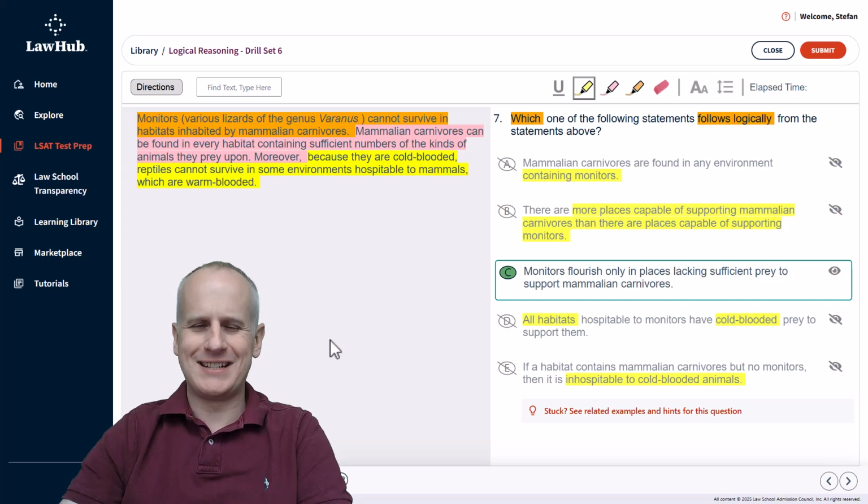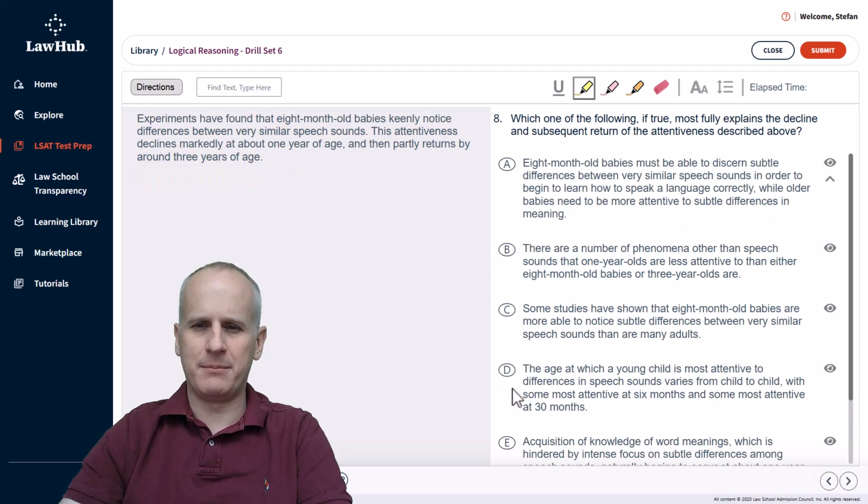Moving on from question 7 in logical reasoning drill set number 6, we see question 8. And as always, we've got a highlight tool ready to go to identify and mark what our specific question task is. Number 8's stem reads, which one of the following, if true, most fully explains the decline and subsequent return of the attentiveness described above? So we're going to highlight explains the decline and subsequent return of the attentiveness described.